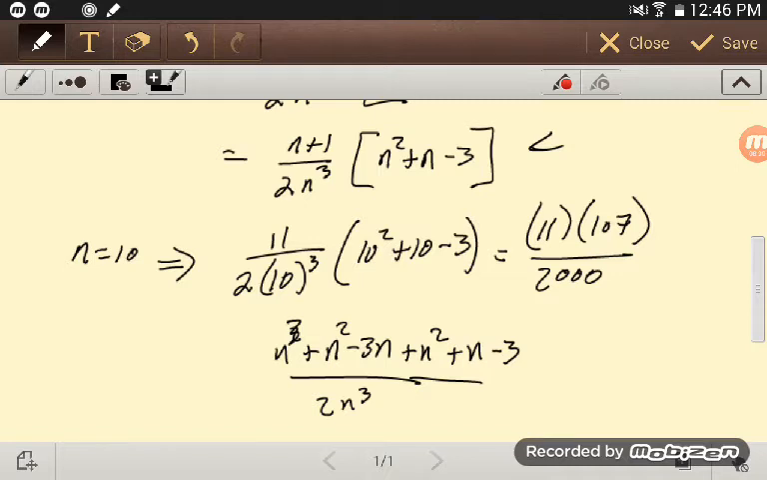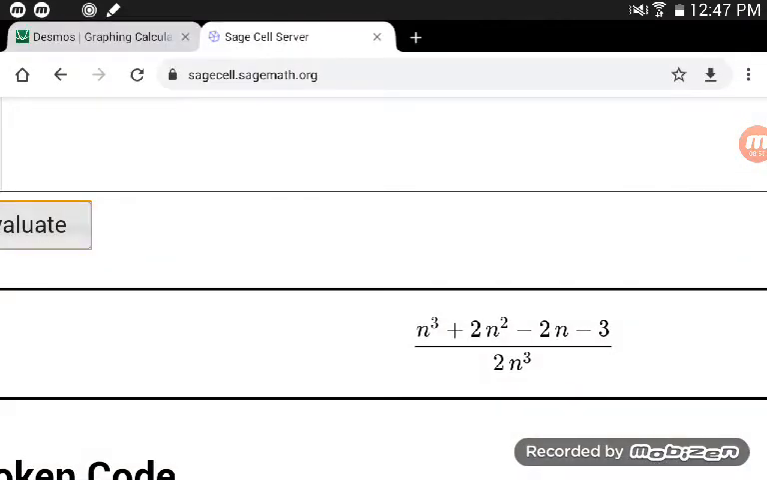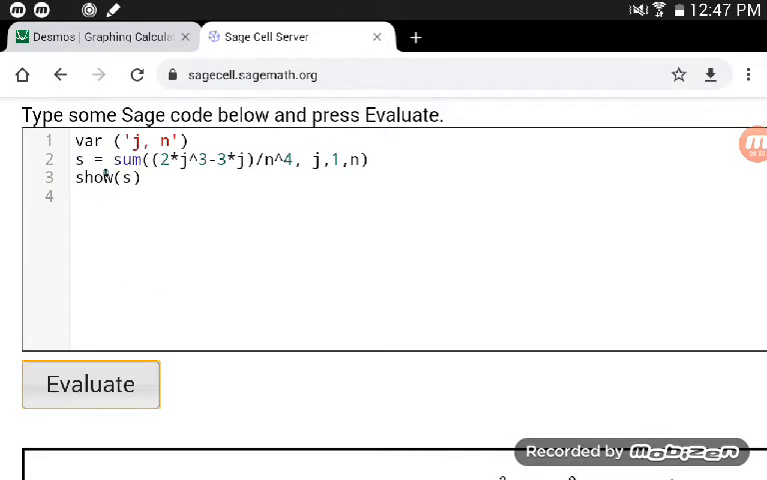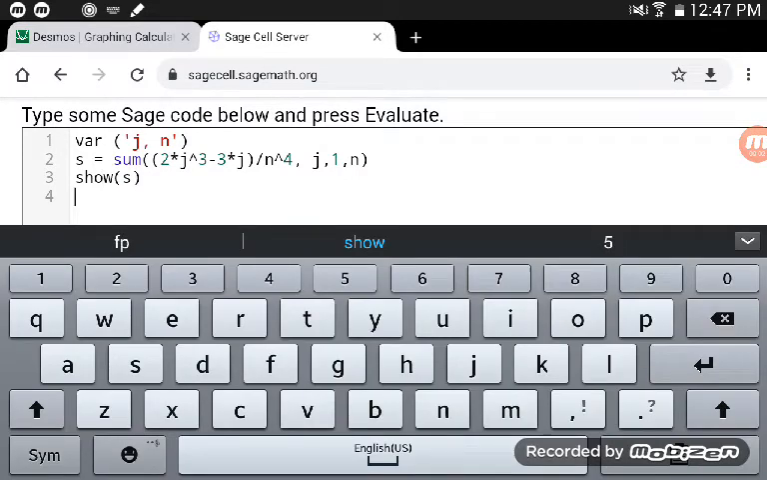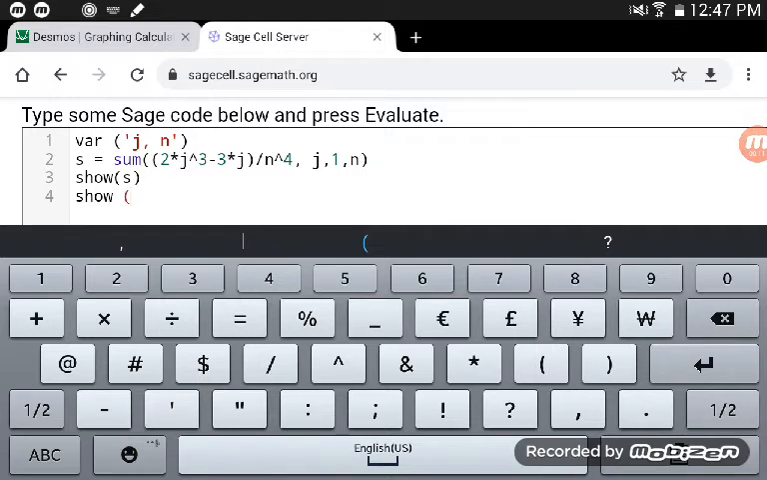And so I've got n cubed, that's good, 2n squared minus 2n and minus 3 all over 2n cubed. Okay, I believe that is what Sage was telling us. Yep. And so, there it is. And then I can evaluate it for 10 and so forth. So let's just show, I could assign it to something first, but we'll just do show.